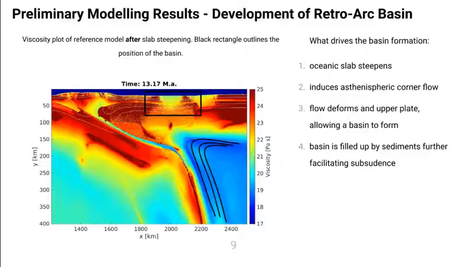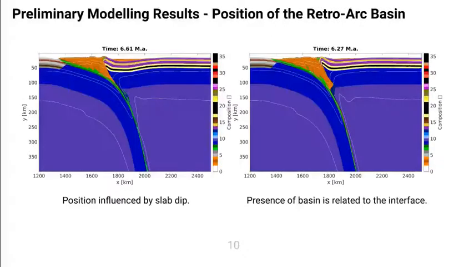In this figure we see the viscosity distribution and the answer to what drives our basin formation. As discussed before, the slab steepens, which induces an asthenospheric corner flow that can be seen on our figures. The flow deforms the upper plate, allowing a basin to form, and the basin is filled up by sediments, which further facilitates subsidence. These two figures are from different models, where we can see that the position of the basin is influenced by the dip of the slab.